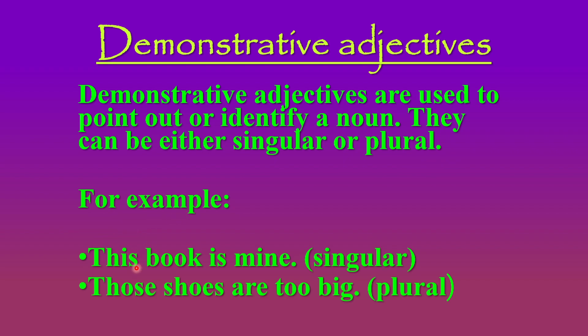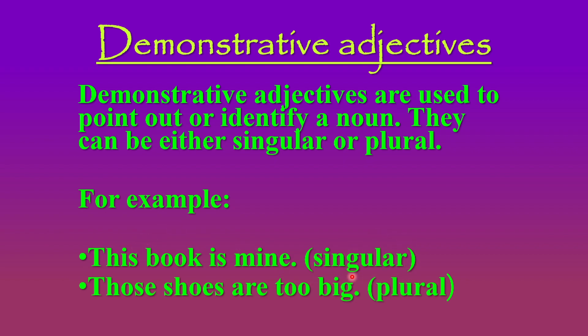For example, this book is mine. It's written in a singular form. Those shoes are too big. It's written in a plural form. Now, when it's this, it's talking about a single person, a single book.